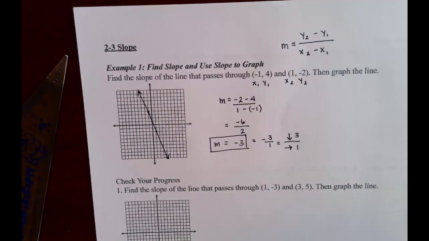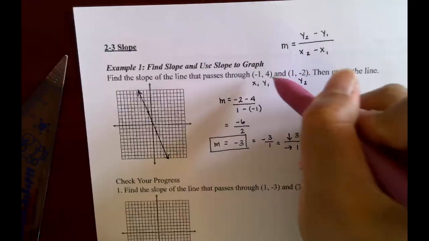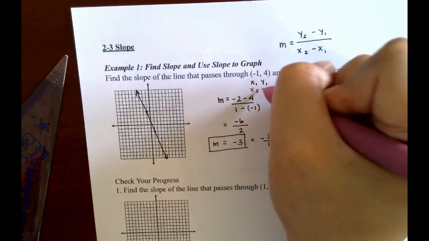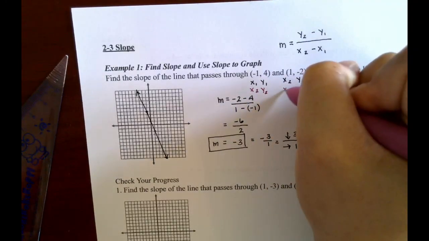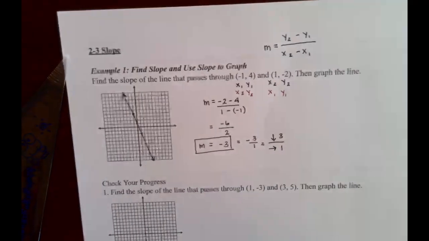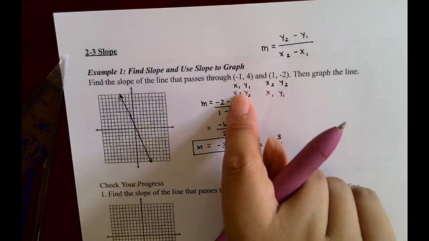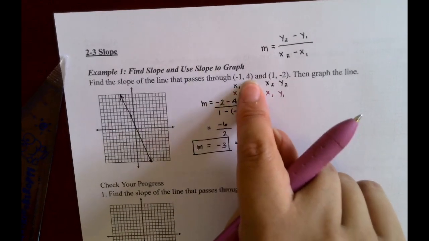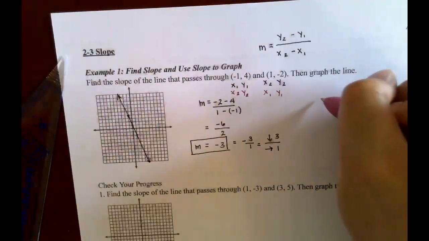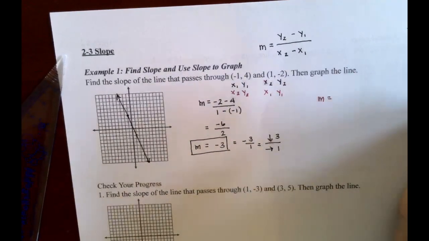You might be wondering, Miss Ng, what if I switched it, right? What if instead of doing this x1, y1, I made this one x2, y2, and this one x1, y1, okay? So let me show you that you would still get the same thing, okay? You just need to be consistent. If this is x2, this has to be y2. This one's x1, this is y1. Other than that, you should get the same answer, okay?